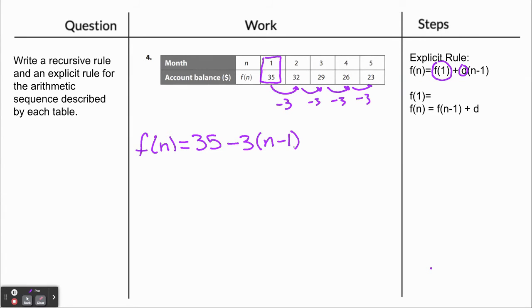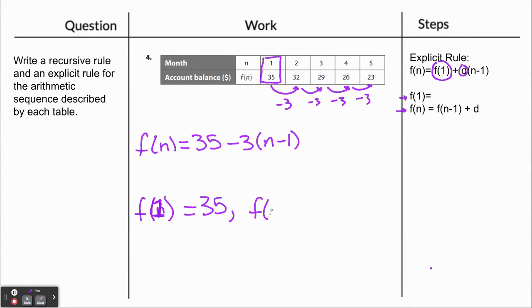Same idea for our recursive rule. Our recursive rule here, we have f of 1. It always starts with f of 1, or it tells us a term. And in this one here, we know that the first term, or f of 1, is 35. Now you can either go down below to finish up or put a comma to make sure that we know that there's two separate things in the recursive rule.